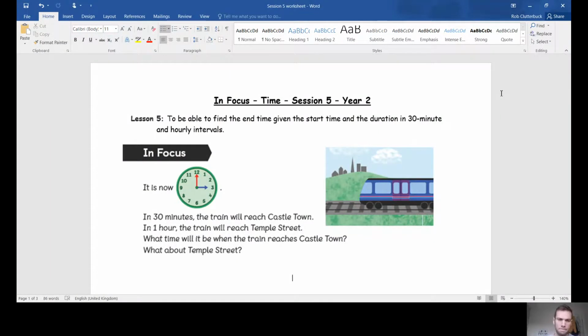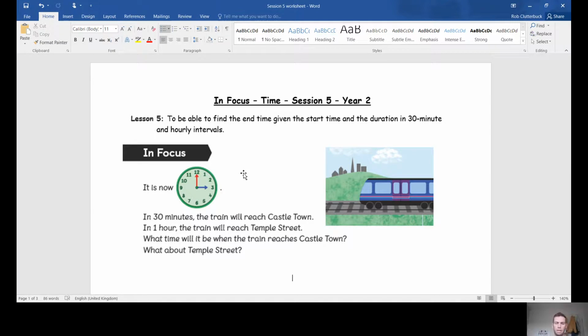There's a train going along, and we've got this time here. We've got 3 hours, 3. The minutes pointing to the 12, so we know that is o'clock, 3 o'clock. In 30 minutes, the train will reach Castletown. In 1 hour, the train will reach Temple Street. What time will it be when the train reaches Castletown? What about Temple Street?